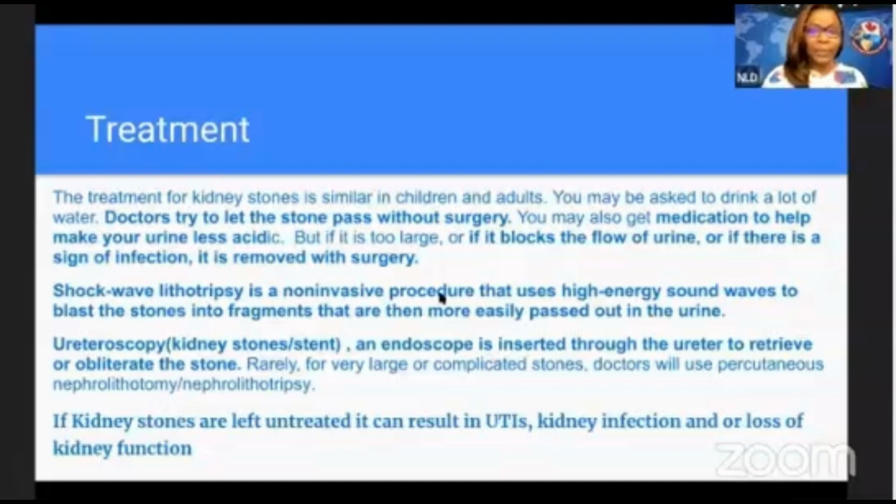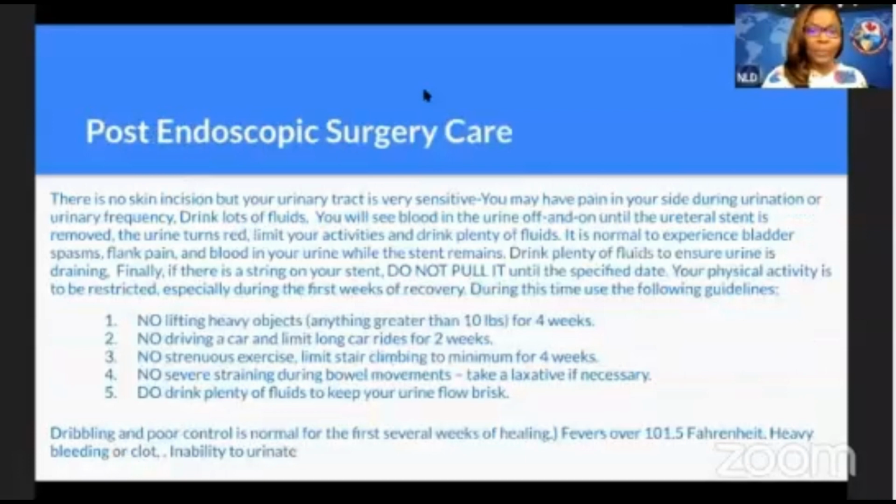So let's say you have the endoscopic surgery. This is one way to stent. The incision area is very sensitive. You have pain in your urination, urinary frequency. You will see blood in the urine off and on until the ureteral stent is removed. The urine turns red. You want to limit your activities and drink plenty of fluids, as I discussed. It is normal to experience what's called bladder spasms, flank pains, and blood in urine while the stent is still inside of you. Again, drink plenty of fluids so it is draining properly.